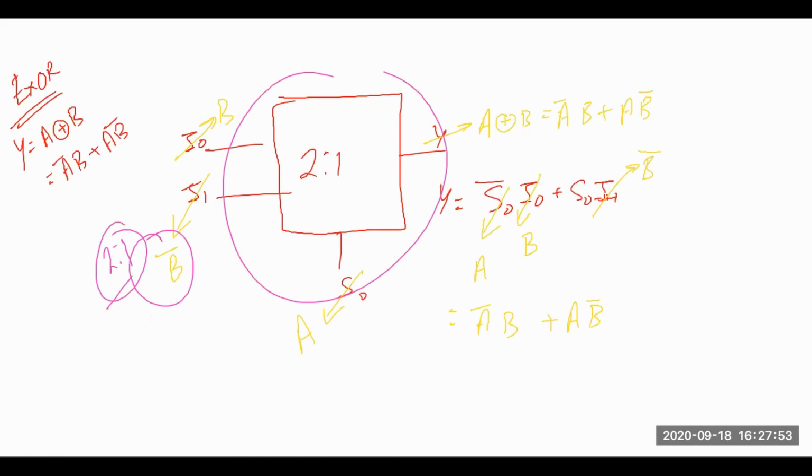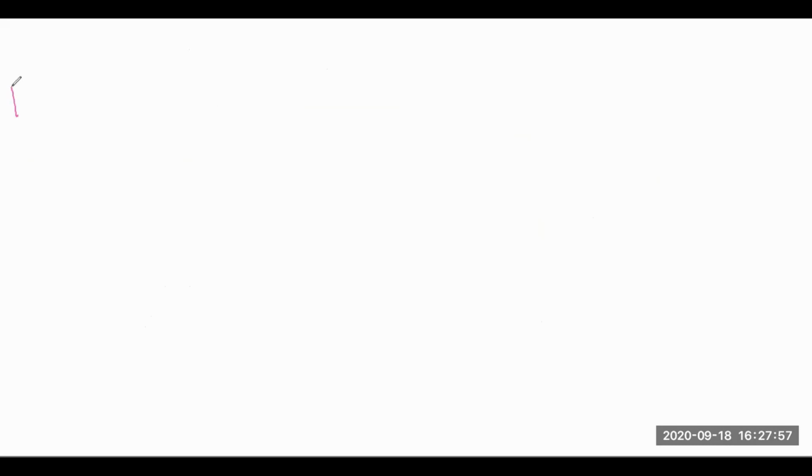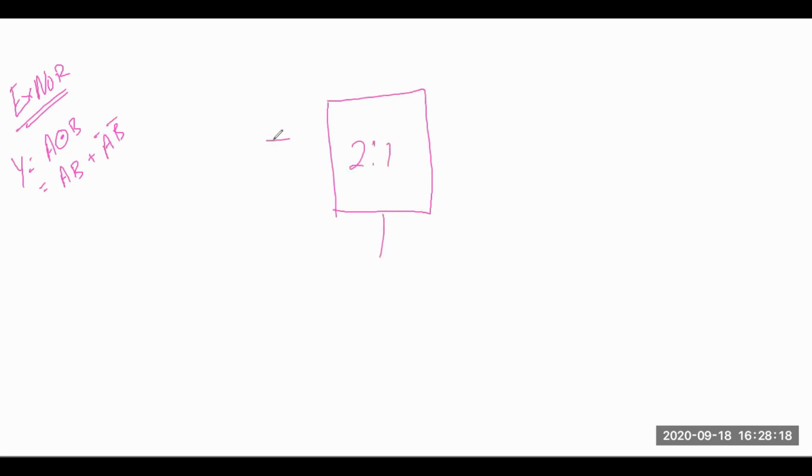Okay, let's go to the XNOR case. For XNOR you need to have A XNOR B, or you need to have AB plus A bar B bar at your output side. Basically you have a 2 is to 1 multiplexer, one select line, and two input lines, which are I0 and I1, that is S0, and output Y. The conventional expression will be S0 bar into I0 plus S0 into I1. Now see this expression. Again you need to substitute some values here so that you can realize this expression.